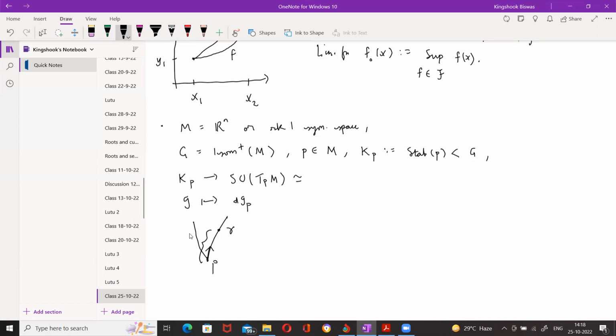As Orkojit pointed out, it's true also for connected manifolds. You don't need completeness in full generality. You can use a connectedness argument to show that G must be the identity if it fixes a point P and if its derivative at P is identity. So this map is an injective homomorphism to SO n. Sorry, SON.